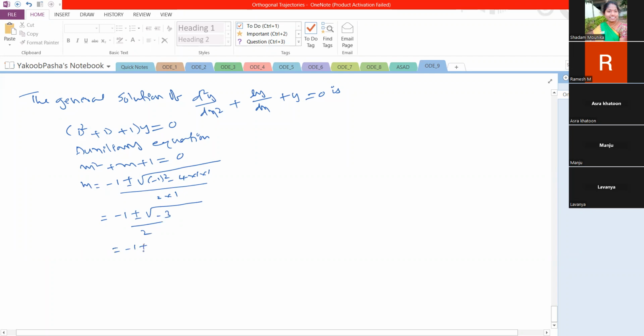This is equal to minus 1 plus or minus root of minus 3 i by 2. So here the roots are complex numbers, alpha equal to minus 1 by 2 and beta is equal to root 3 by 2. So the complementary function yc is equal to e to the power of minus 1 by 2 x into c1 cos beta x plus c2 sin beta x, that is c1 cos root 3 by 2 x plus c2 sin root 3 by 2 x.